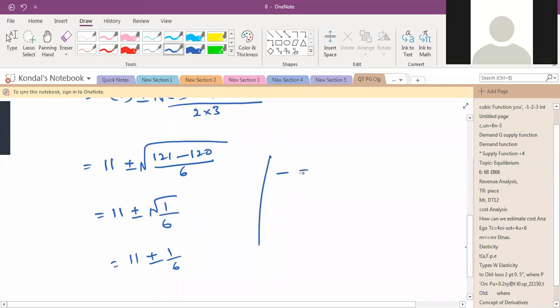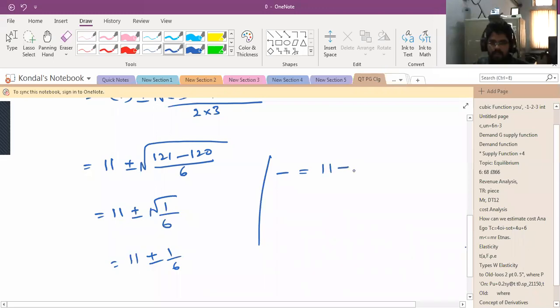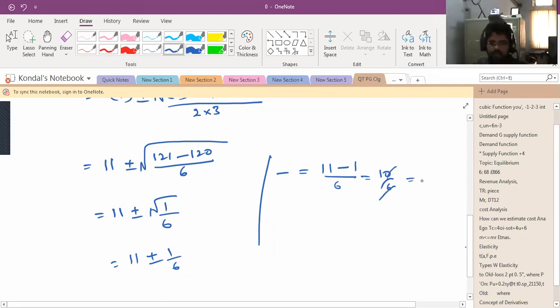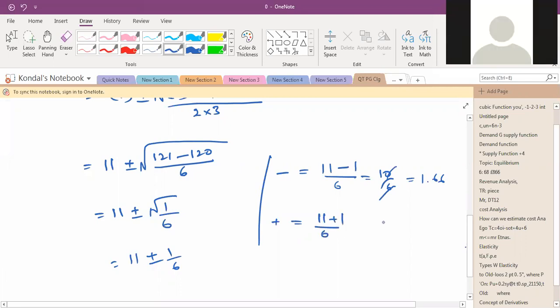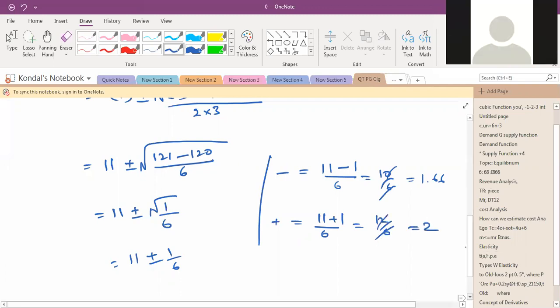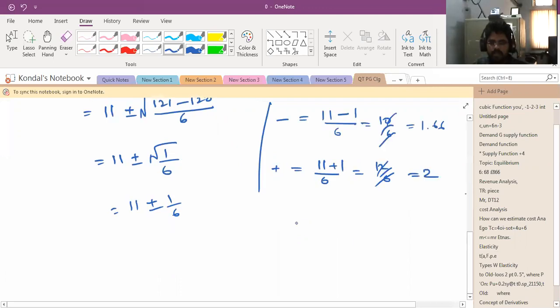the minus side, for example 11 minus 1 divided by 6. How much? 10 by 6, which is 1.66. Then on the plus side, 11 plus 1 by 6, so 12 by 6, which is 2. So the answers are x is equal to 1.66 and 2. These are the answers.